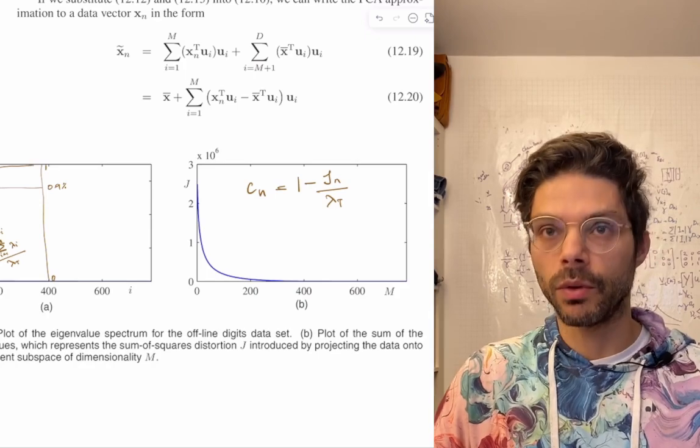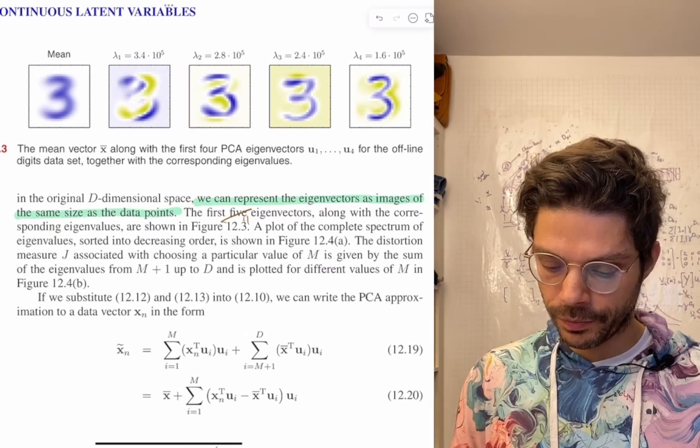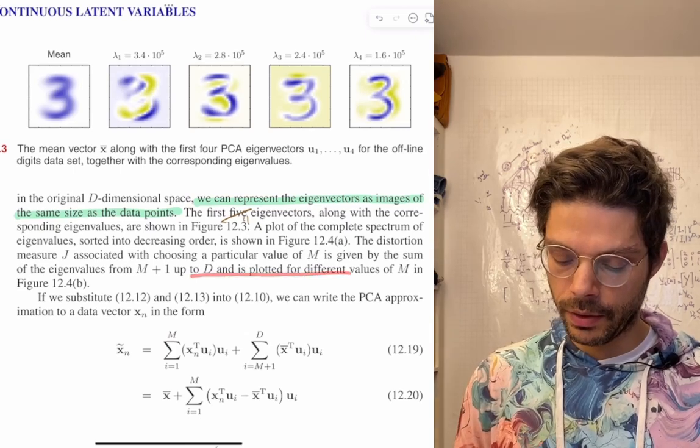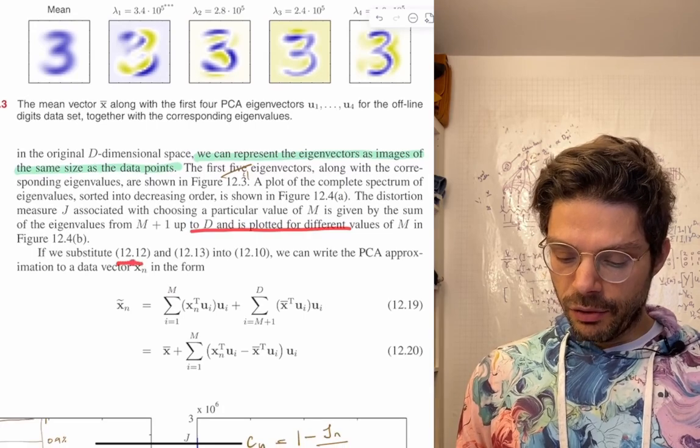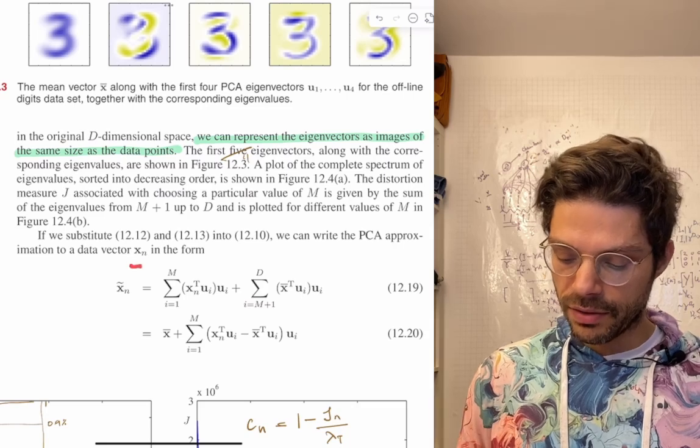Okay, so let's get back to where we were. I'm going to scroll up. Okay. Distortion measure, and it's plotted for different values. If we substitute 12.12 and 12.13, we can write the PCA approximation of the data vector in this form.